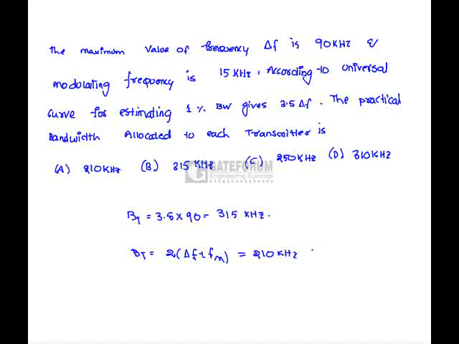So for a practical transmitter, the bandwidth must be between 210 as well as 315. So we have to take 250 as the correct option, because 310 is very close to 315, so it is not to be considered. Only 250 is the correct answer, which is exactly midway between 315 and 210. Hence option C is correct.